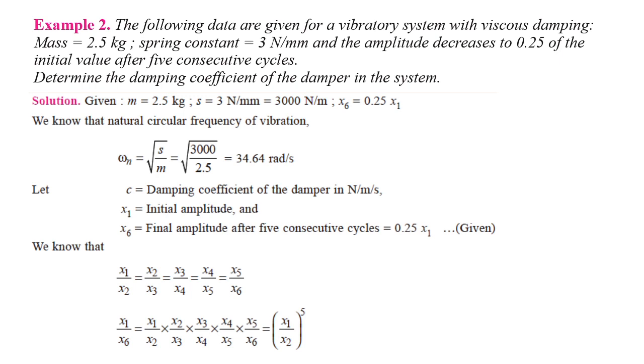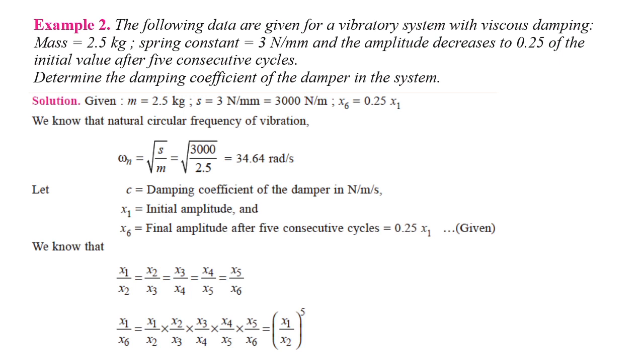Therefore x6 is equal to, it decreases to 0.25 of the initial value. If I consider the initial value as x1, then x6 is equal to 0.25 times x1. This condition is given in this sentence. Determine the damping coefficient of the damper in the system. So here you have to determine the damping coefficient C of the damper in the system.